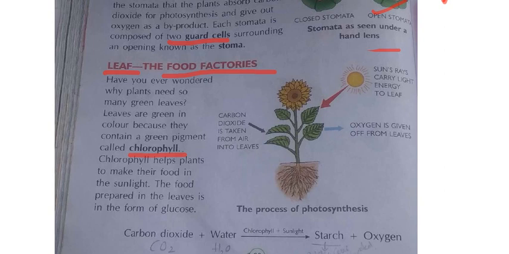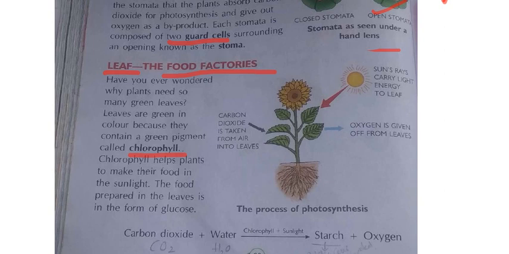What is the spelling of chlorophyll? CHLORO, chloro. PHYLL, fill. Chlorophyll. Again I am saying, CHLORO, chloro. PHYLL, fill. Chlorophyll. Don't think about what this chlorophyll is. This green color substance on every leaf is called chlorophyll.